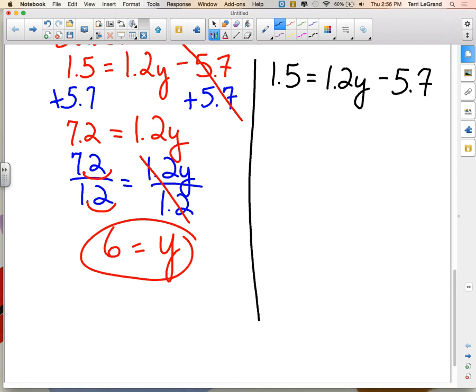A hint. Could we get rid of the decimals? Anybody know how we could get rid of the decimals? Put X's to them. We move them all to the right one. And moving them all to the right one is really the same as what? Multiplying by 10. So we're multiplying every piece of the equation by 10. Remember what I said. Whenever you multiply or divide, do it to every piece.